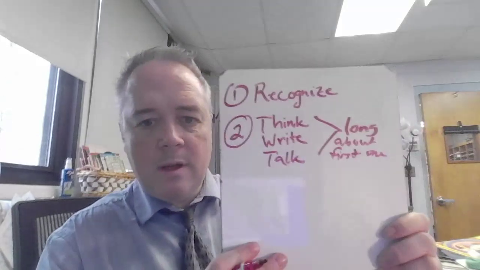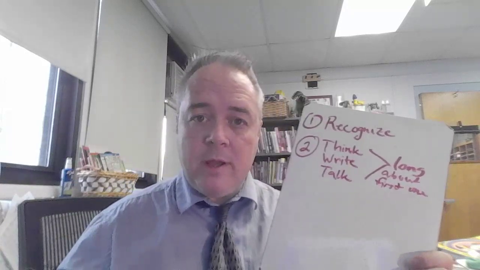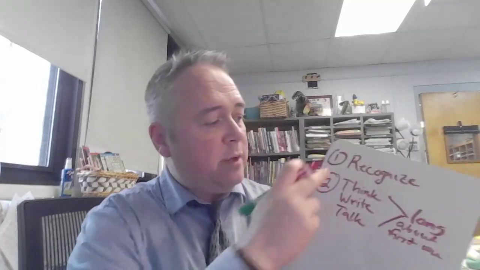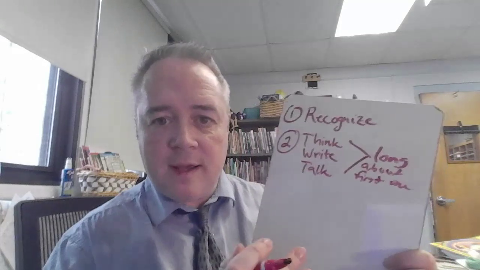The second step is to think, write, or talk long about the first book, about the first one, the one you already read. Okay? You're going to think, right, talk long just about the old one. Okay? The one you know really well. You're going to talk or think or write about what you've recognized.